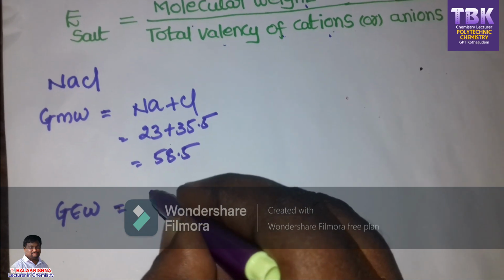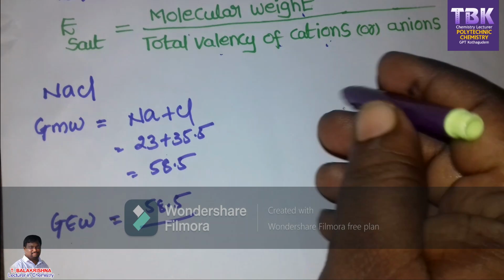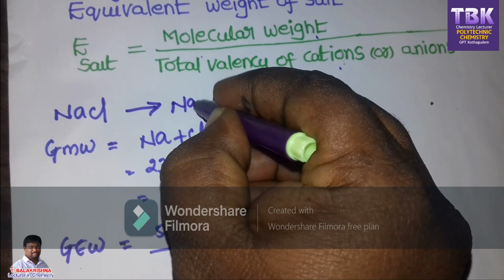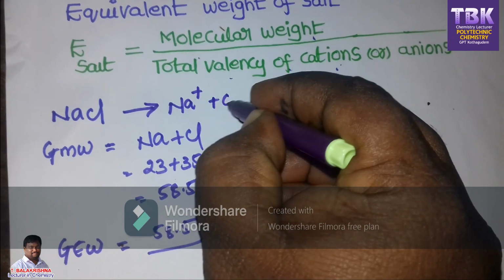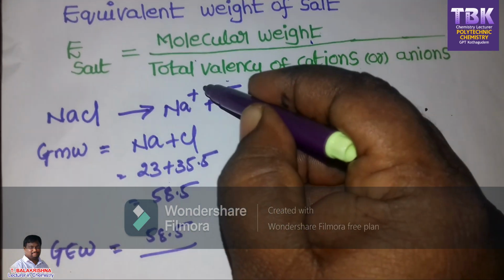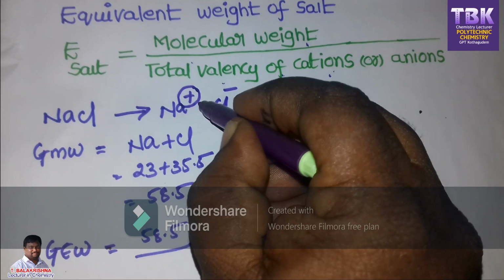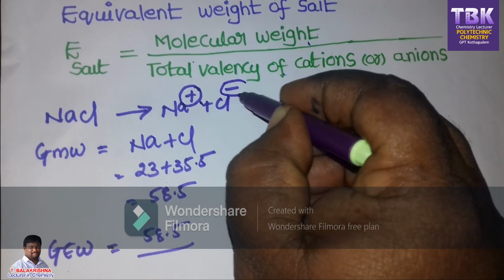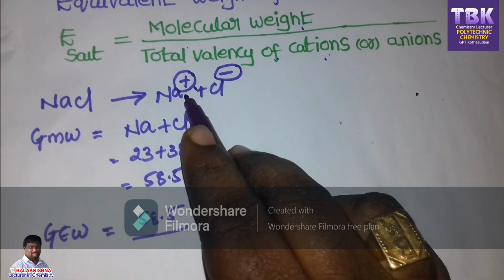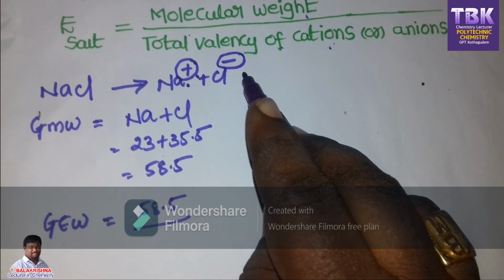Molecular weight is 58.5. Why? What is the valency of the cation? If NaCl is split into ions, it produces Na+ and Cl-. You count how many positive charges and how many negative charges there are. It has one positive charge and one negative charge. So you consider only the total number of positive charges or only the total number of negative charges.